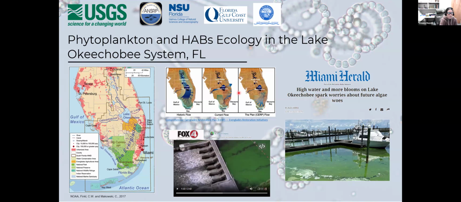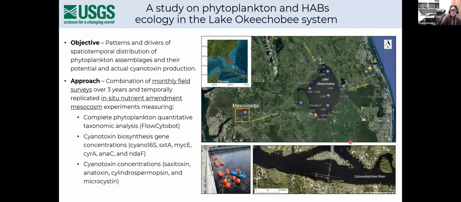So now we have large amounts of water being pushed out the Caloosahatchee River to the west and into the Gulf of Mexico, and then through the St. Lucie River to the east and into the Atlantic. And this connectivity is thought to influence HABs in the rivers and along the eastern and western coasts of Florida as well. So we were funded by the Army Corps of Engineers to do this in-depth study on the ecology of Lake O phytoplankton and HABs.